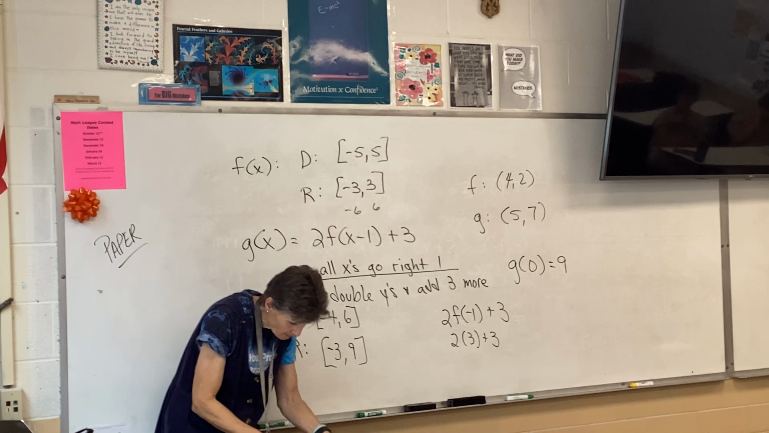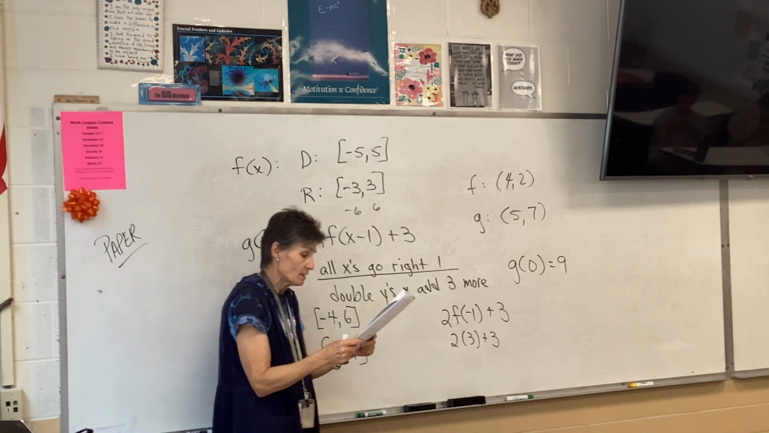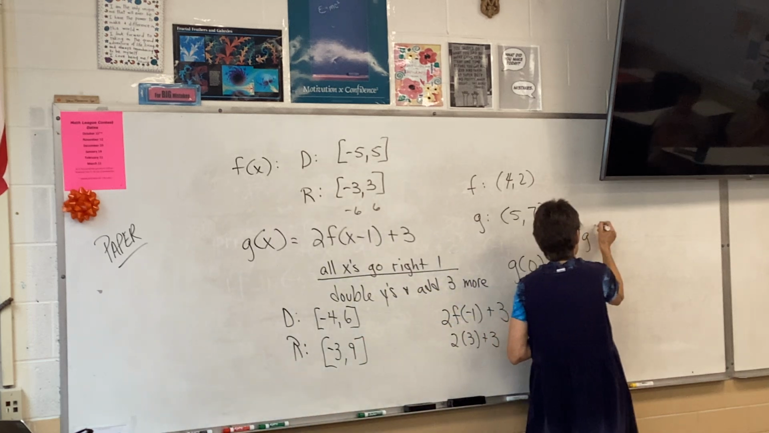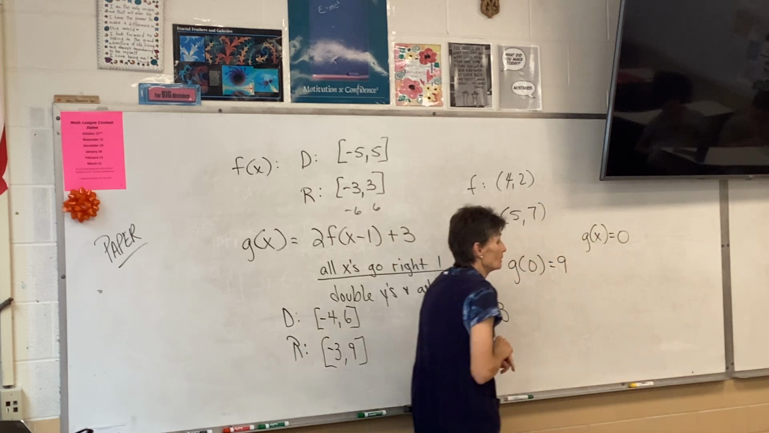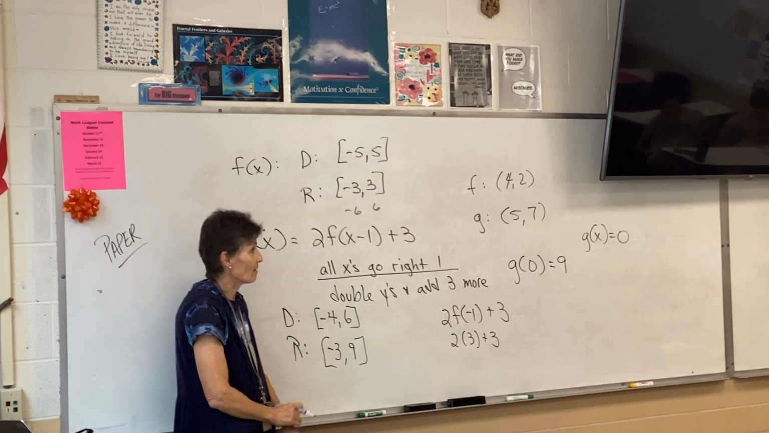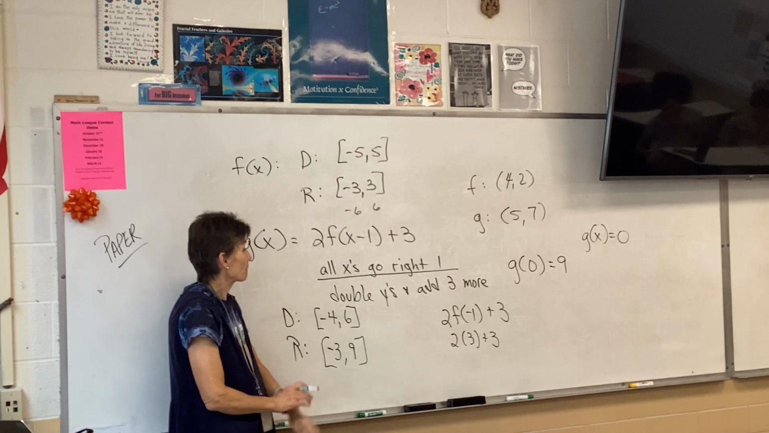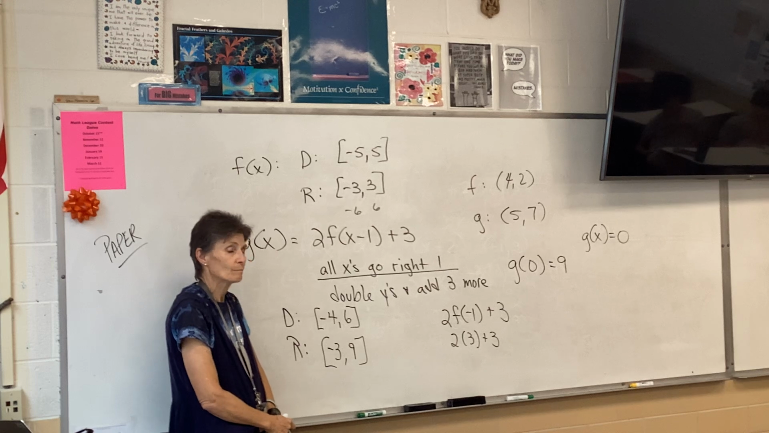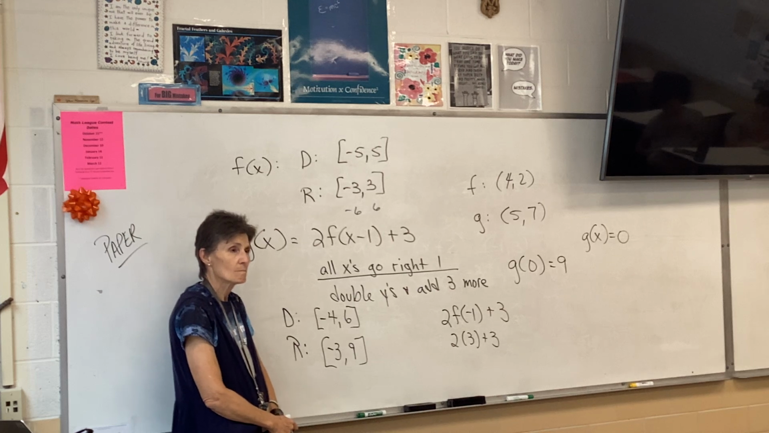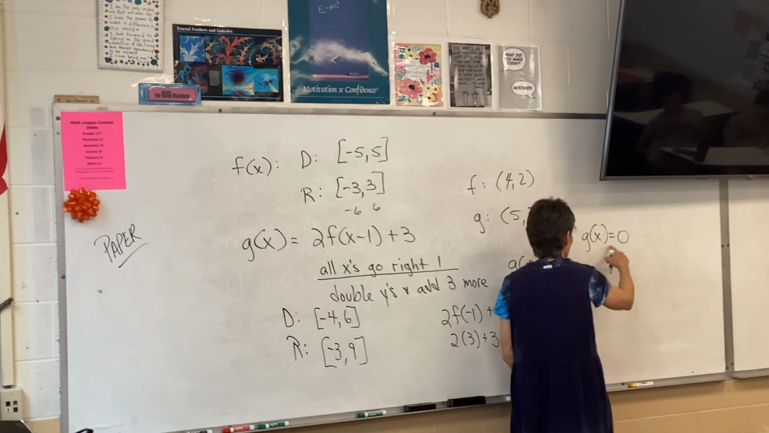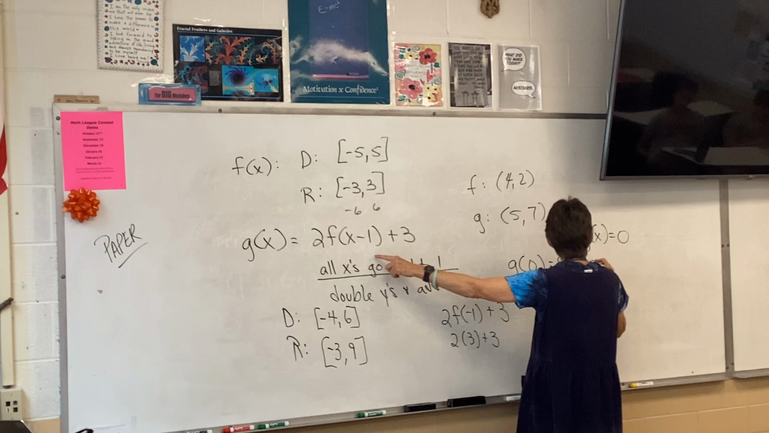How many solutions does the equation g of x equals 0 have? Okay, that's different now. That's g of x equals 0. How many solutions does that have? Remember, this is g. How many solutions does that have? Any ideas about that? Al? Could we set 0 equal to 2 f of x minus 1 plus 3? It says g of x is 0, so g of x is that. You're exactly right, Al.